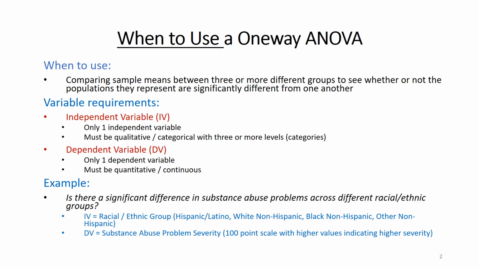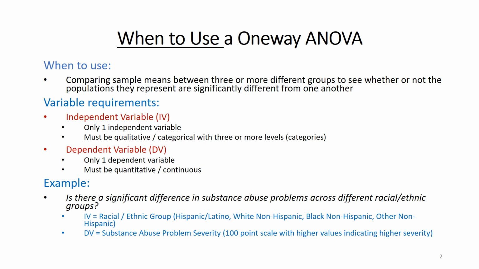Then we look at the dependent variable. What are the requirements of the dependent variable for a one-way ANOVA? We are limited to one dependent variable, and just as we've seen with other tests, that dependent variable must be continuous. So it must be at that interval or ratio level of measurement. So there's an example down here, and this is one we will see towards the end of this lecture, that actually came from some real data that I worked with on a project several years ago, where we were asking the question, is there a significant difference in substance abuse problems across different racial or ethnic groups?